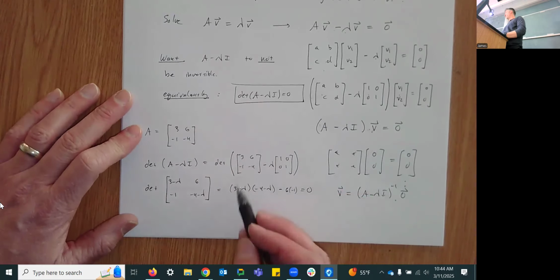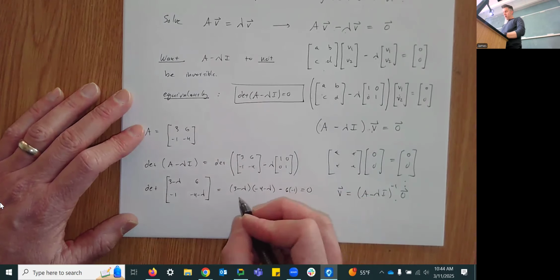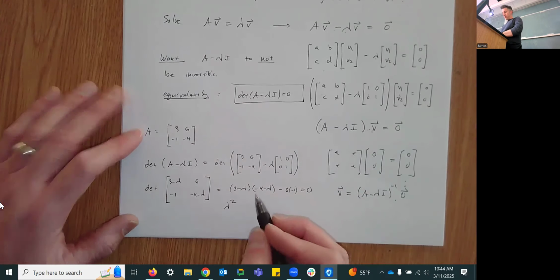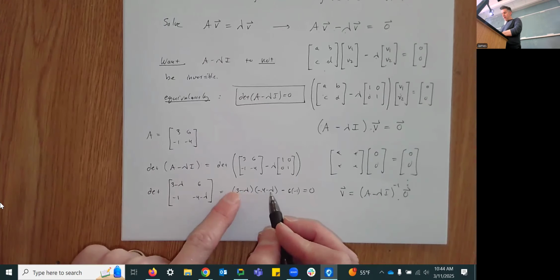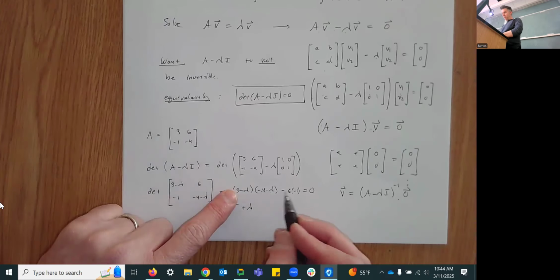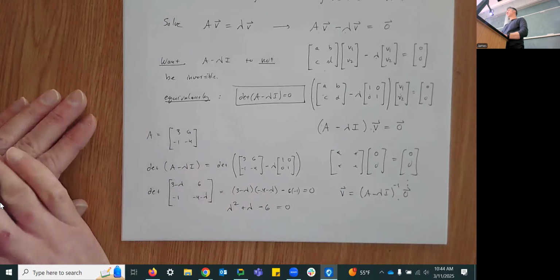Then we solve this quadratic equation by multiplying it all out. So let's see, we get negative lambda times negative lambda is lambda squared. We get positive 4 lambda and negative 3 lambda for a plus lambda. And we get negative 12 plus 6, which is minus 6 equals 0.